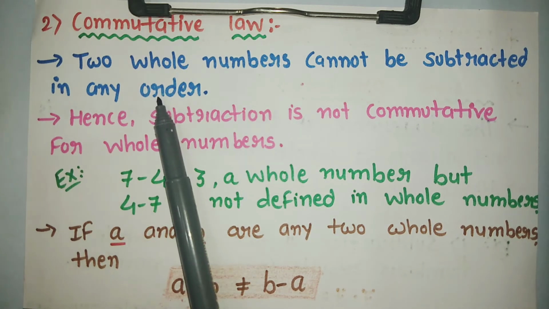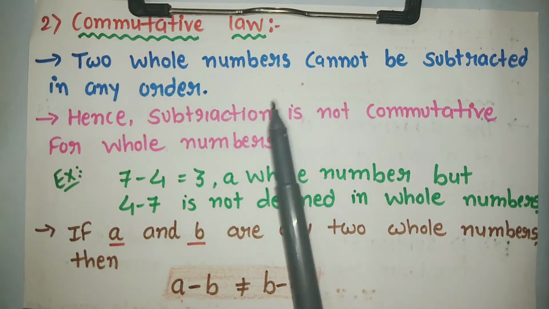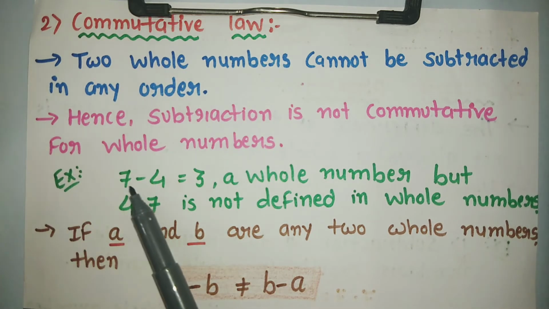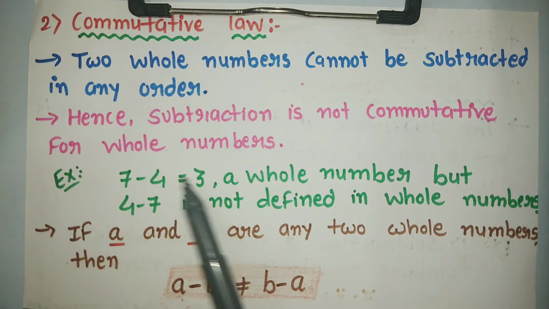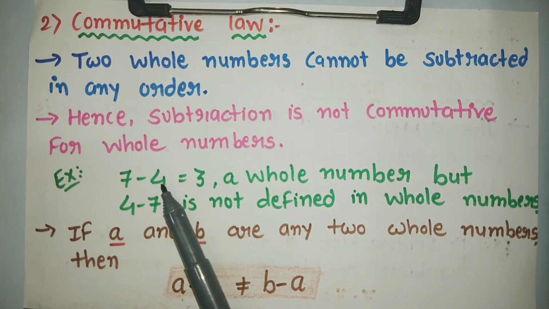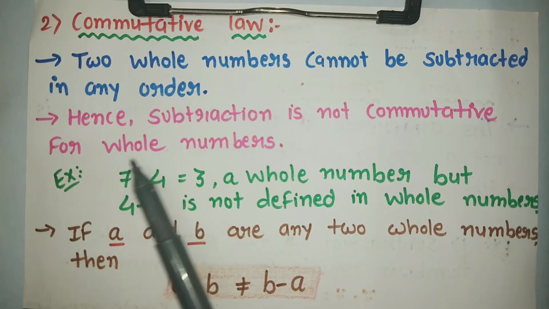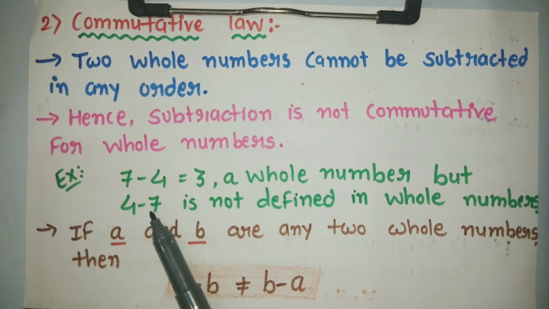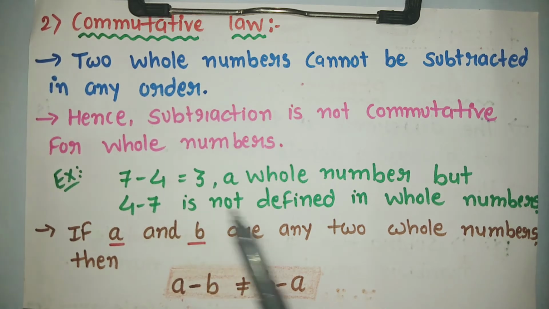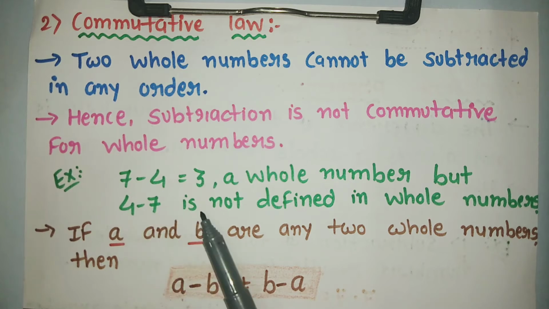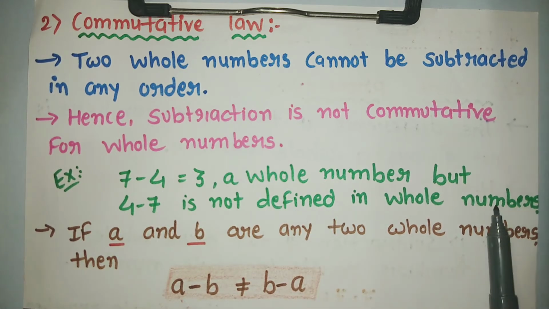In any order we can add, but we cannot subtract in any order. So let's see the example. 7 minus 4 is 3. Yes, 7 minus 4 is 3. 7 is a whole number, 4 is a whole number, 3 is a whole number. Now if I interchange the order, 4 minus 7 is possible, but it will give the answer as an integer. So it is not a whole number. So 4 minus 7 is not defined in whole numbers.